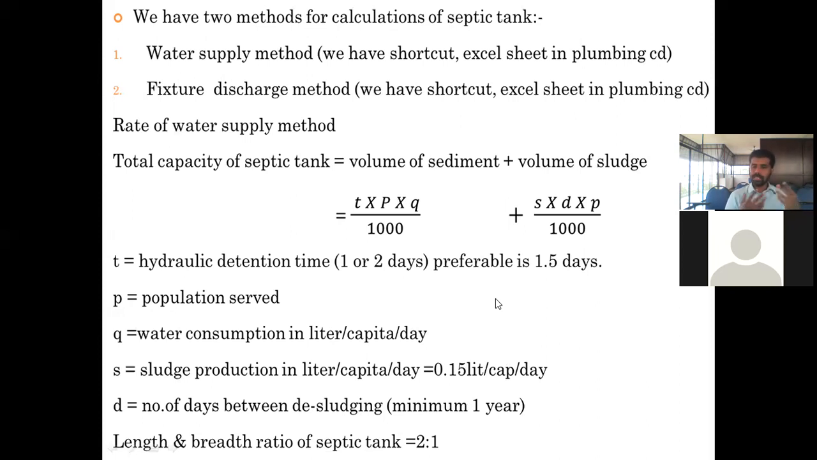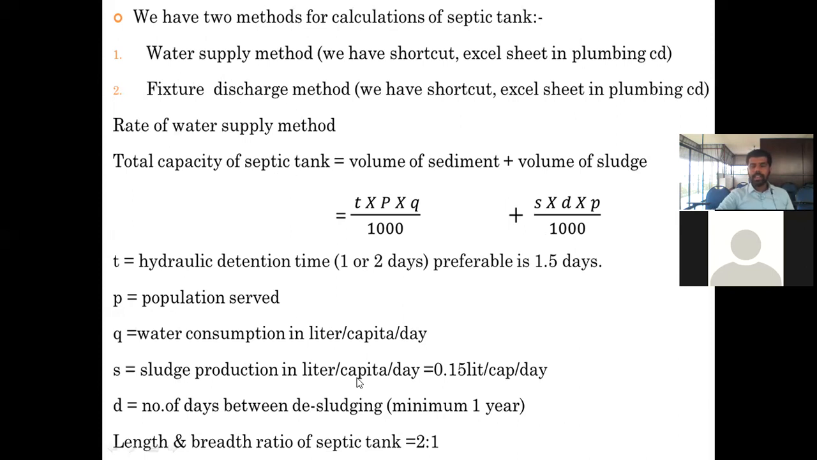If you want to desludge after 1 year, you can use 365 days here. If you want to desludge after 5 years, you can give days according to that. So D is the number of days between desludging. Again, P is the population served. So S into D into P divided by 1000. This is the way to find out the total capacity of the septic tank by the water supply method.